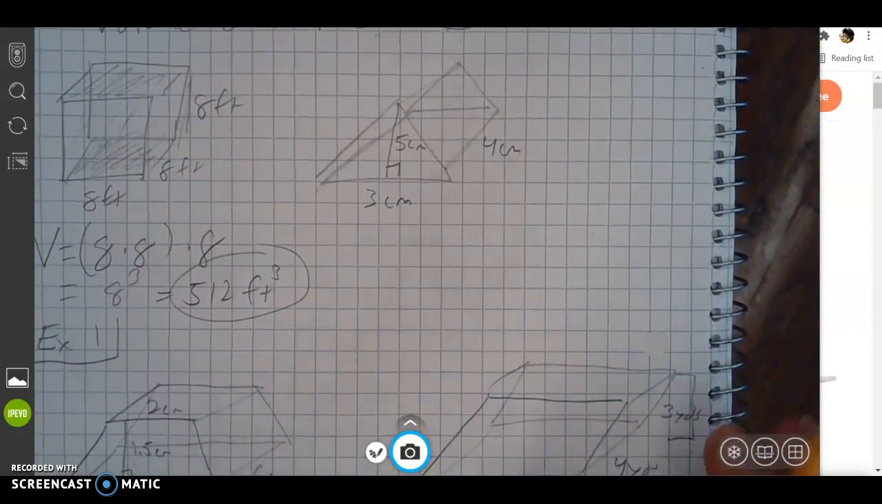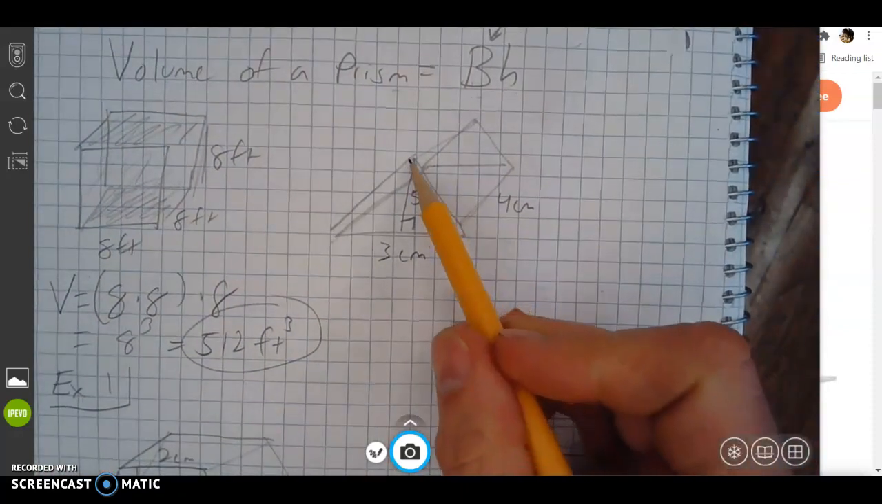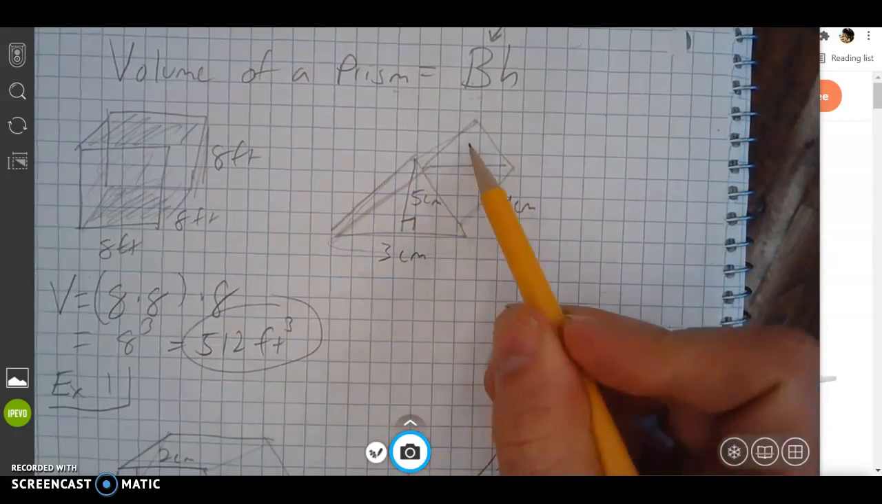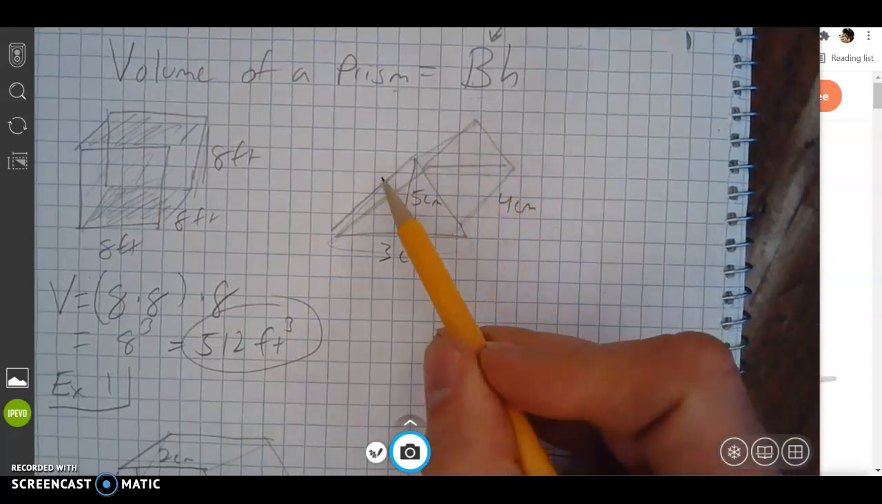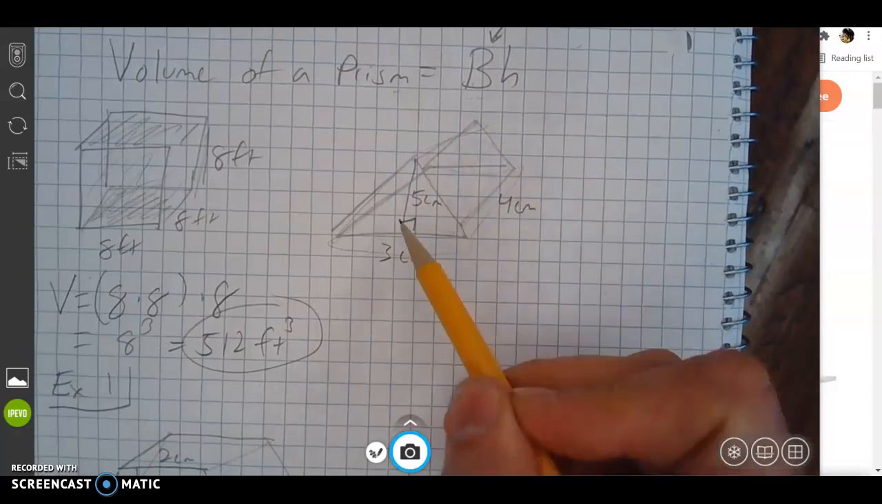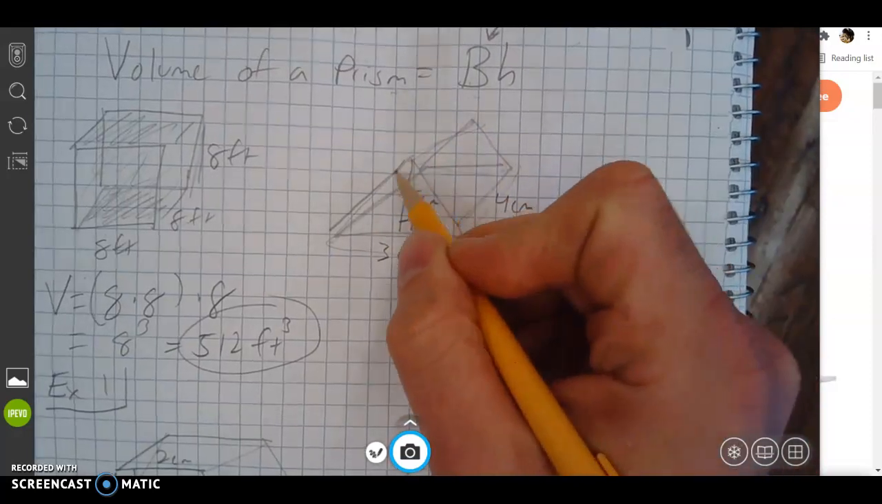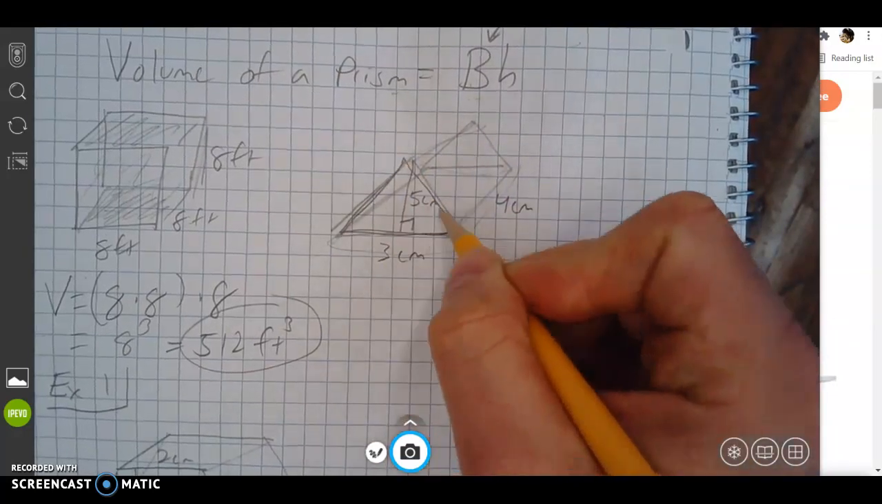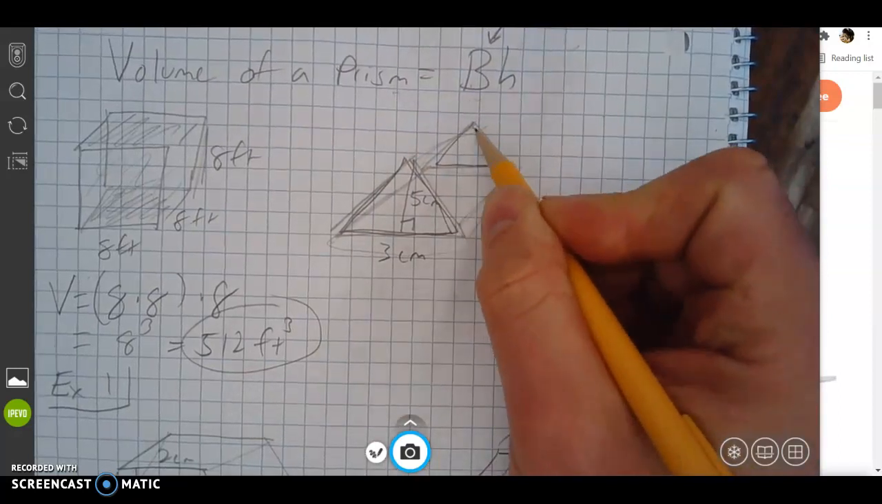Okay, now let's try this one. Triangular prism. Why is it a triangular prism? Because it's got a triangle over here. It's got another triangle over here. I drew the two triangles, and then I connected the top, the right, and the left. That's how you draw it. So this is the top. And this is the back.